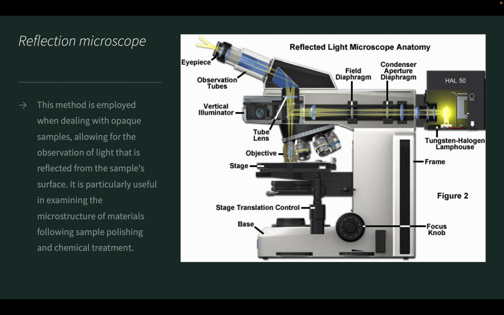Then we have the reflection microscope. This method is employed when dealing with opaque samples, allowing for the observation of light that is reflected from the sample's surface. It is particularly useful in examining the microstructure of materials following sample polishing and chemical treatment.